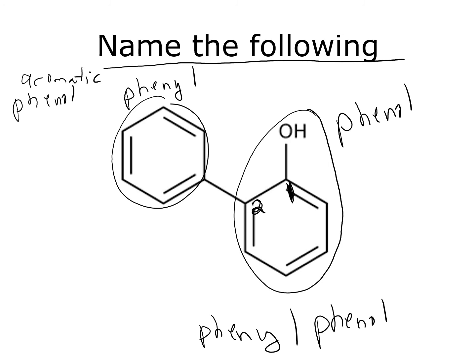Instead of saying this is located at carbon 2, we have two things attached to our benzene ring, carbon 1 and 2. We use those prefixes, ortho, meta, and para. 1, 2 would be ortho, going in front of phenyl. So the name of this compound is ortho-phenylphenol.